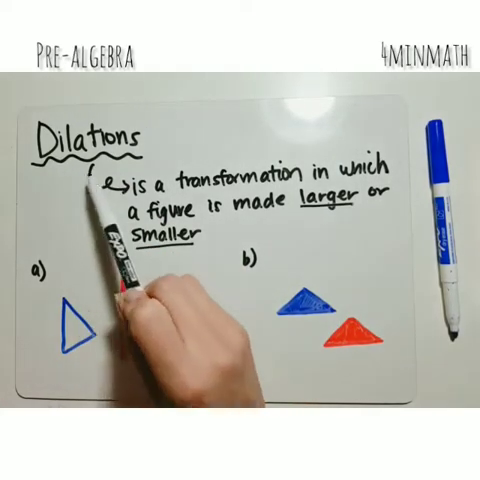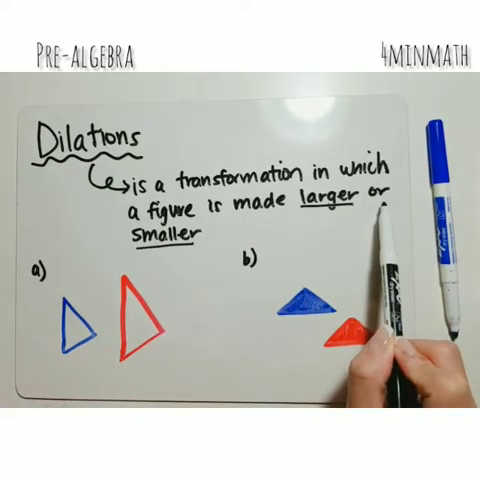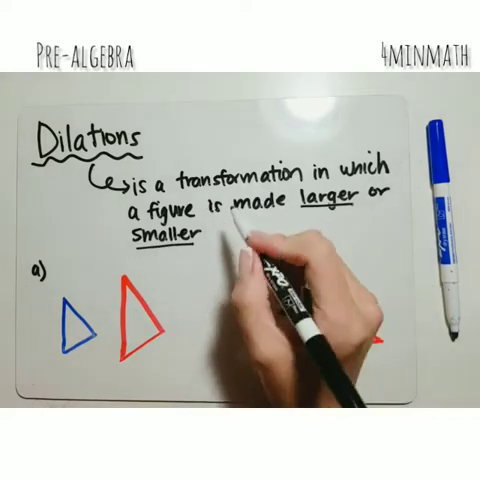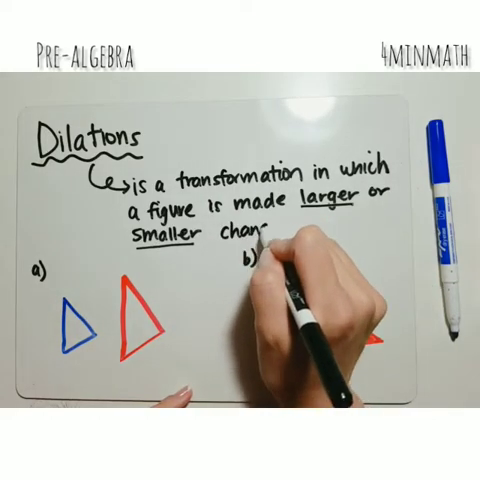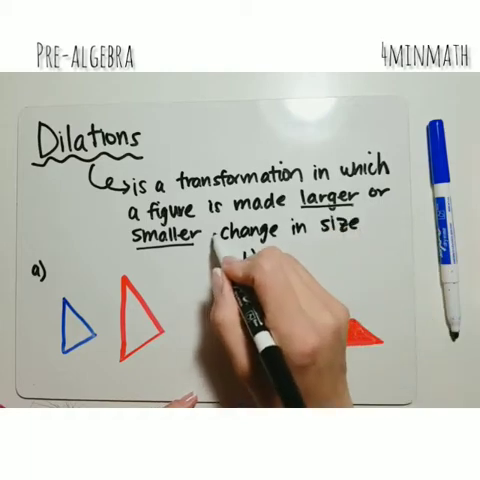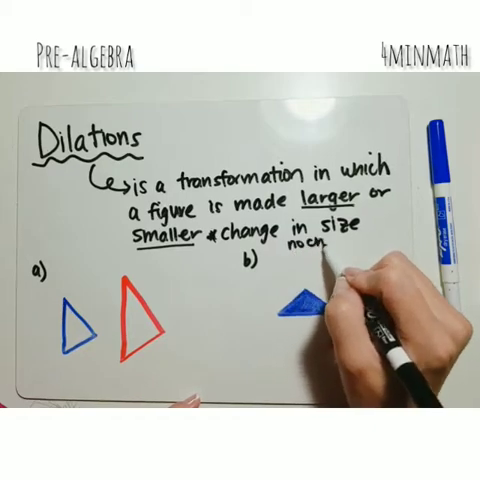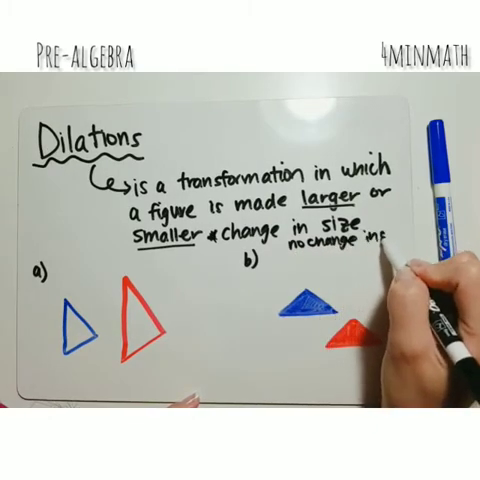The definition is that dilation is a transformation in which a figure is made larger or smaller, meaning there is a change in size, but no change in shape. So no change in shape.